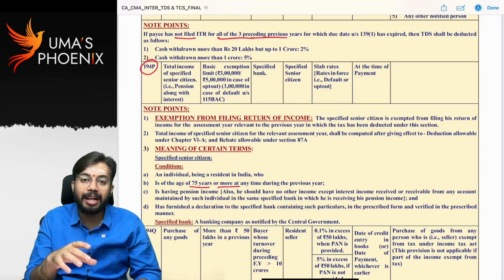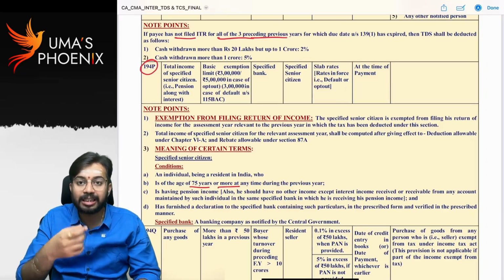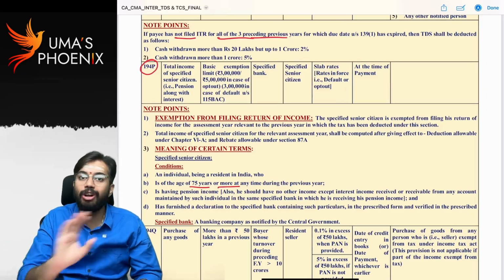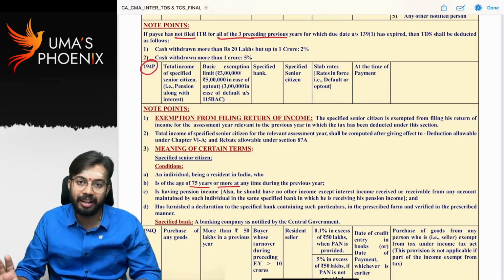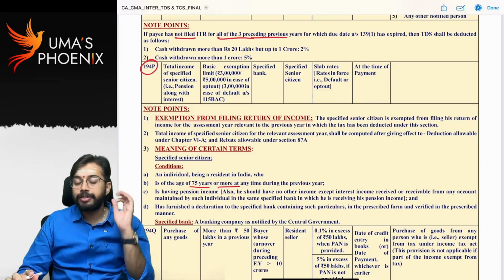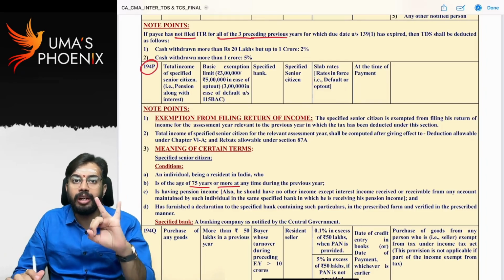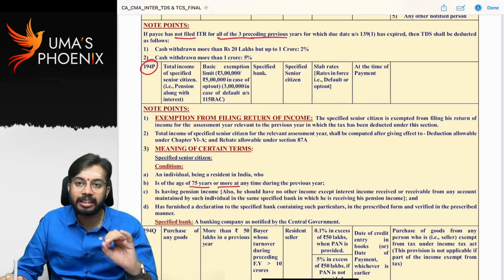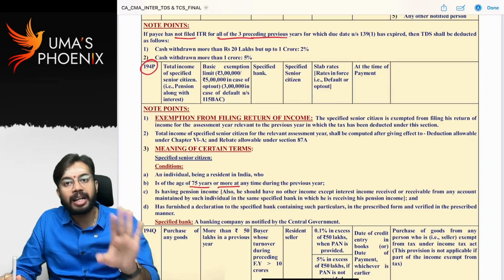So as the bank manager is already deducting TDS and paying the TDS to the government, again the specified senior citizen is not required to file income tax return. Is it clear? So if a specified senior citizen is having only two incomes, pension income and interest from the bank in which pension is credited, in such a case he is required to pay the tax liability.